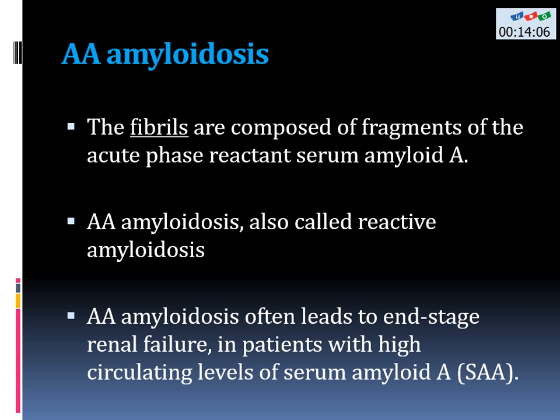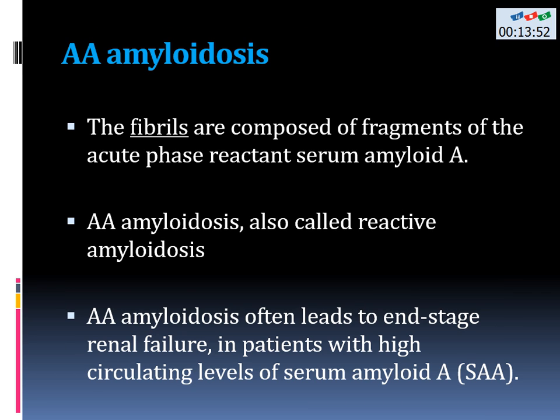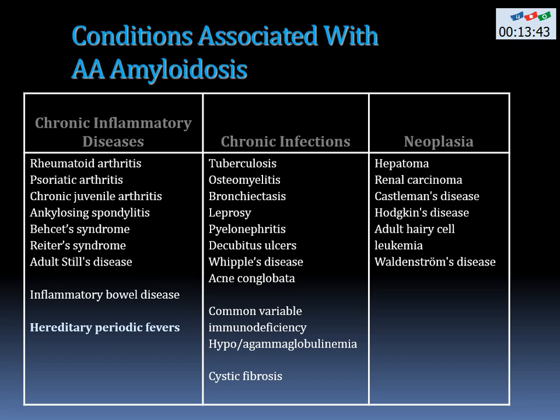So the fibrils here are composed of fragments of the acute phase reactant serum amyloid A. And so that's why they call it reactive amyloidosis. It often leads to end-stage renal failure in patients who have high levels of this serum amyloid A. There's a correlation. The higher the level, the higher the incidence of developing end-stage renal disease. This is a list of the different inflammatory and infectious conditions that can lead to the release of serum amyloid A from the liver.